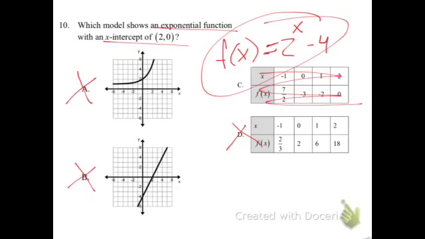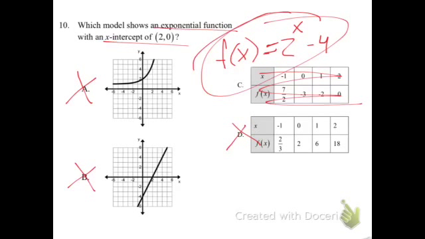10. Depending on what version of this paper you have, you'll either have a correct answer or none of them will have the correct answer. If you have C as a chart there, then you don't have a correct answer. A doesn't have an x-intercept. B isn't exponential. So our two clues are exponential and x-intercept of 2, 0. So those are out. D has a y-intercept of 2, which is not what we're looking for. The x-intercept's not at 2.